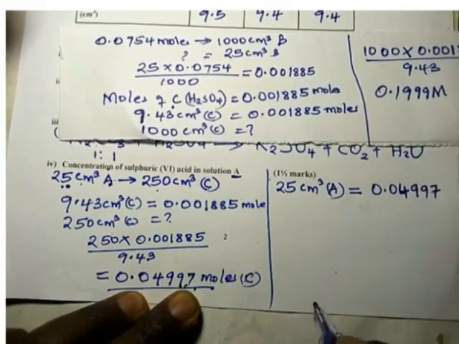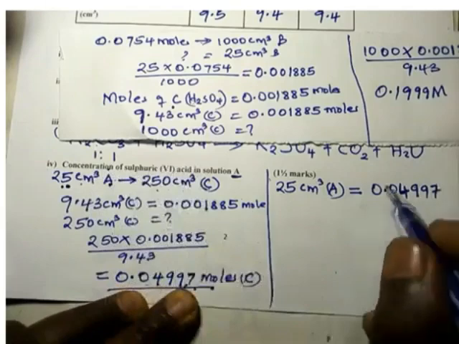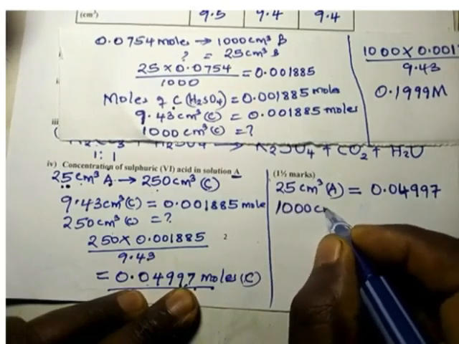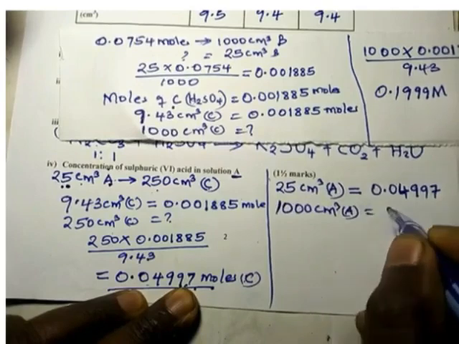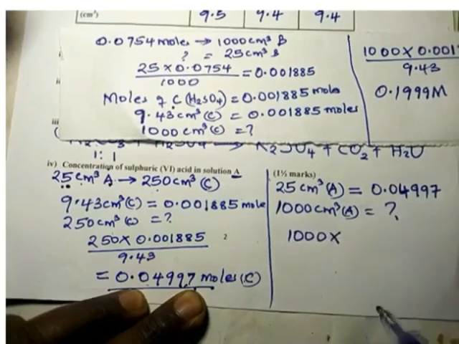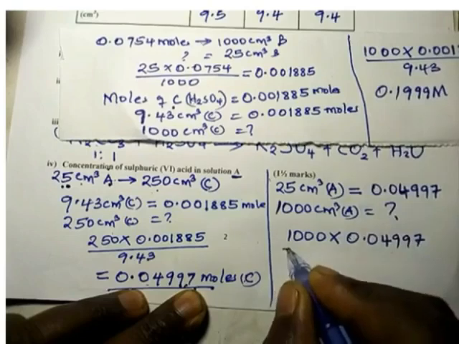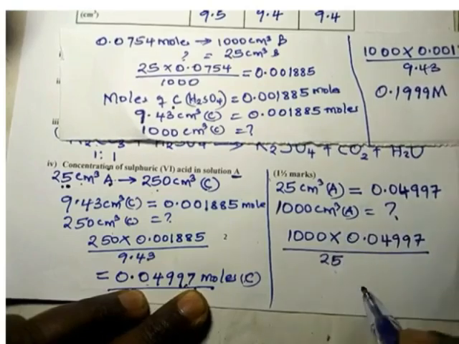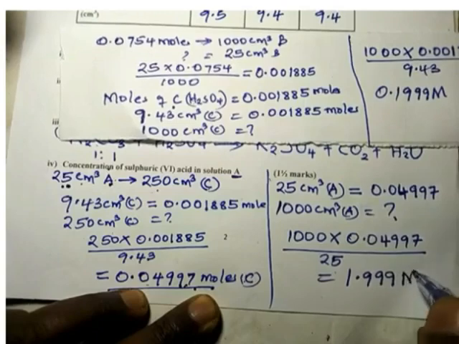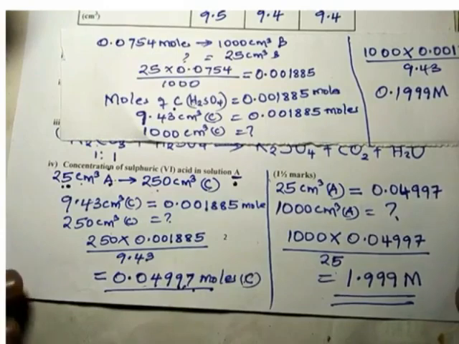0.04997. So concentration in moles per liter is the number of moles in a liter, in 1,000 centimeters cube. So we ask: if 25 centimeters cube of A contains 0.04997 moles, 1,000 centimeters cube will contain how many moles? So we have 1,000 times 0.04997, divided by 25, and this will give us 1.999 moles per liter. This is the molarity of solution A, the original sulfuric acid.